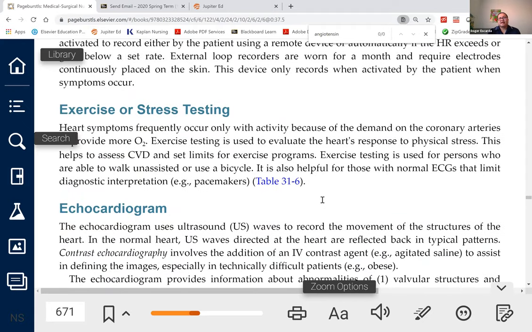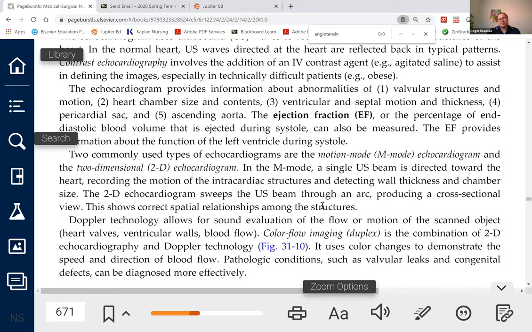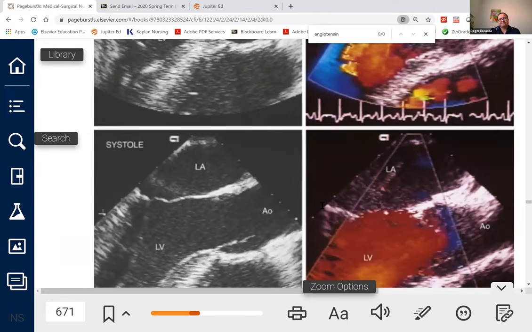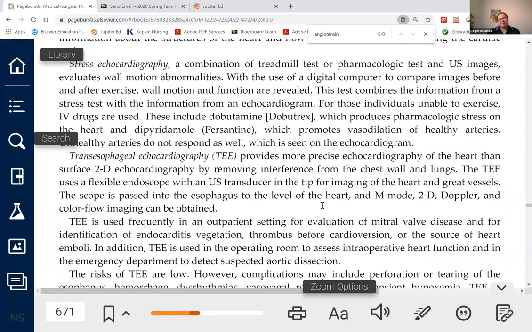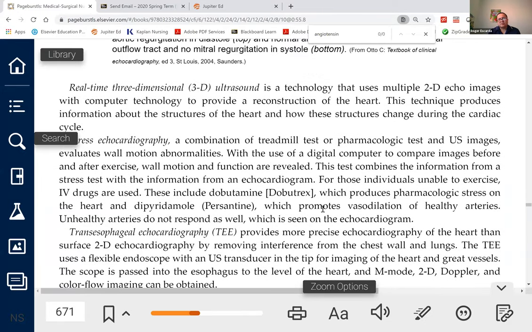Exercise and stress testing can be used inpatient, or more commonly it's used for outpatient to determine the severity of the patient's heart disease. I already mentioned we'll do ECG separately. These are the tests, specifically echo. There are two types of echo. Echo is using ultrasound to form a picture of the heart, versus a 2D and a 3D echo. Of course, the 3D is more advanced.